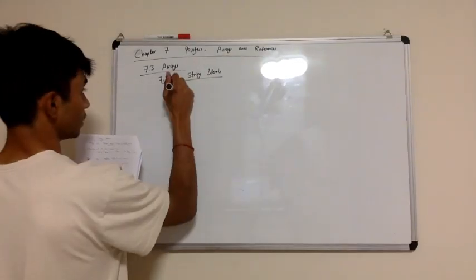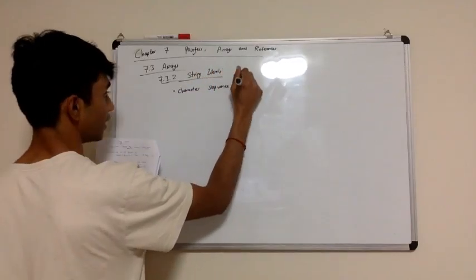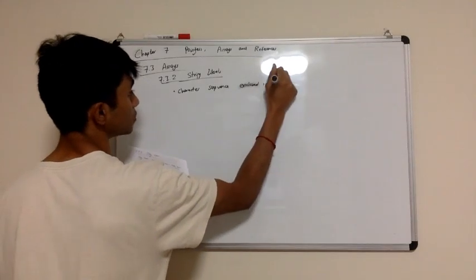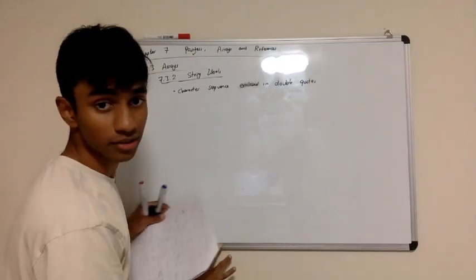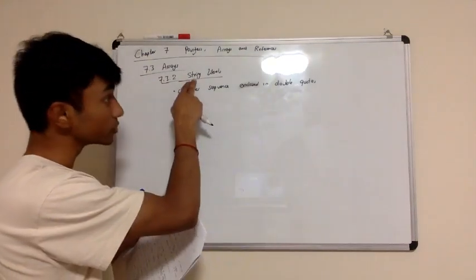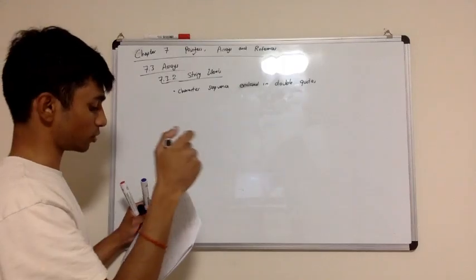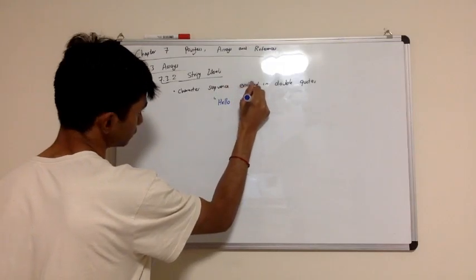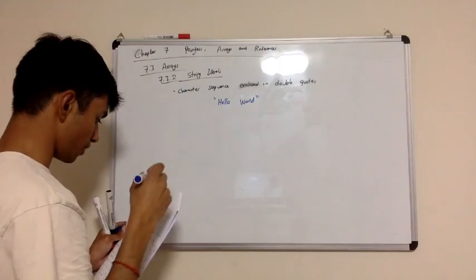So a string literal is a character sequence, so one character after the other, enclosed in double quotes. So we think about character literals as usually just one character enclosed in single quotes. String literals, string meaning basically a list of characters, is a character sequence enclosed in double quotes. So think of something like the classic "hello world", with the space in between: you've got a list of characters and then enclosed in double quotes, right?